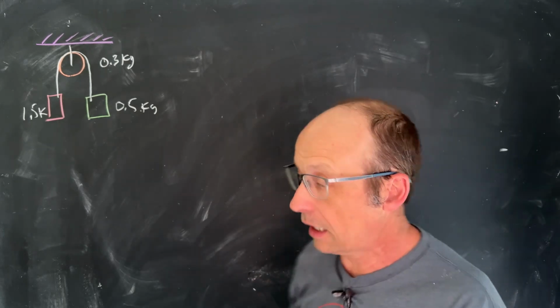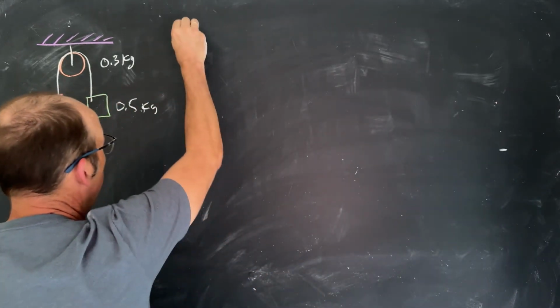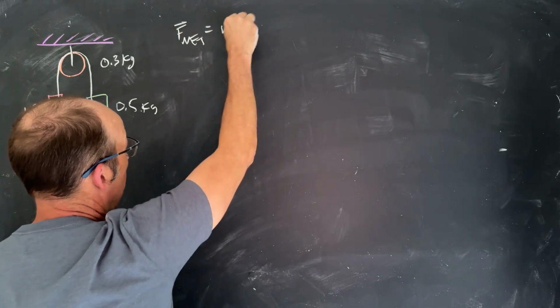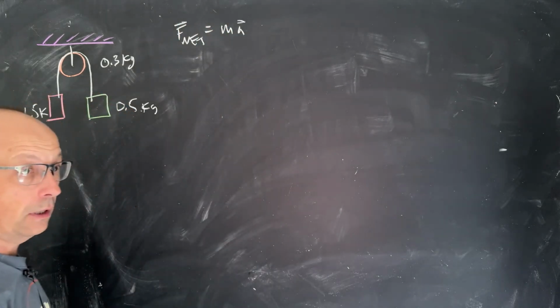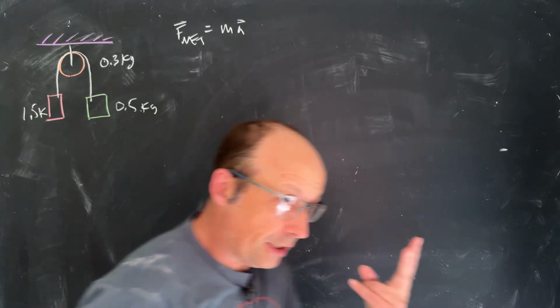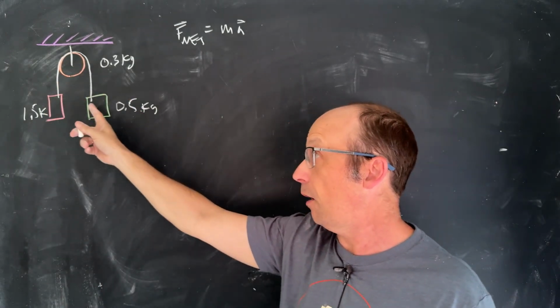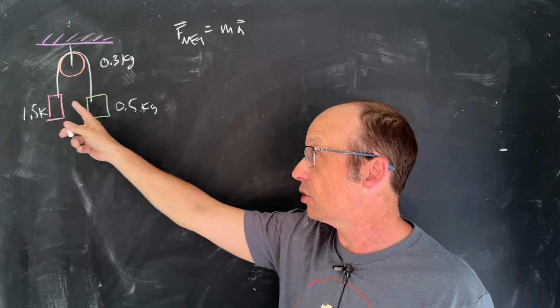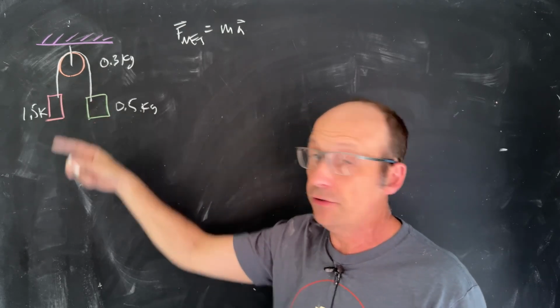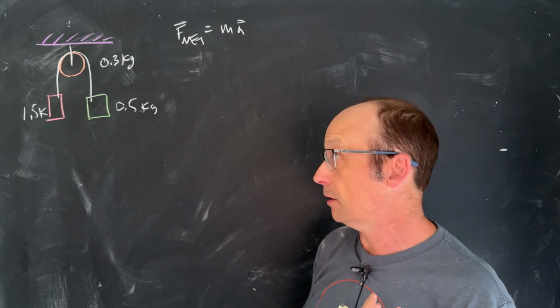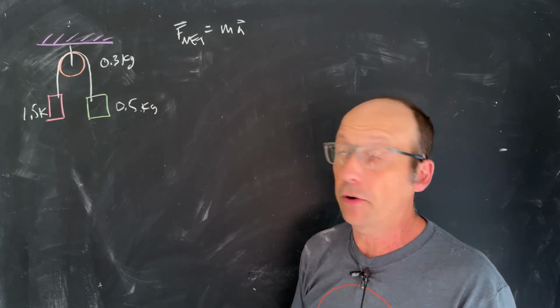So Newton's second law says that the net force on an object is equal to mass times acceleration. And so if we just deal with the tension in the string, it doesn't really matter about the pulley right now. The tension in the string is interacting with both of these objects. So what I want to do is to draw a force diagram for both objects and then write down Newton's second law for both objects.